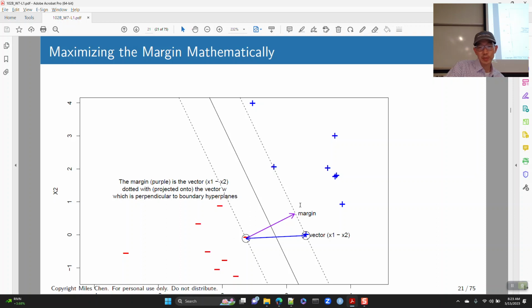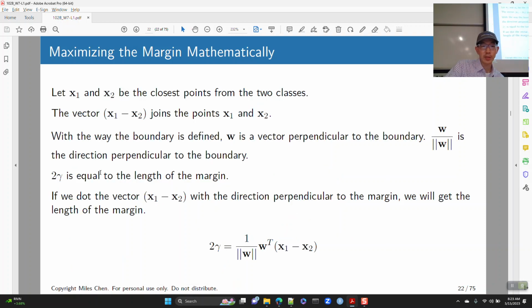The width of our margin is, again, we're going to call gamma the distance from this central line to the dotted line, the perpendicular distance from this boundary to one of the parallel hyperplanes, and the total width from one dotted line to the other will be 2 gamma. And so I can just do W transpose with this vector, and we'll get the length of the margin. And so we want to find the W that's going to maximize this distance gamma here.